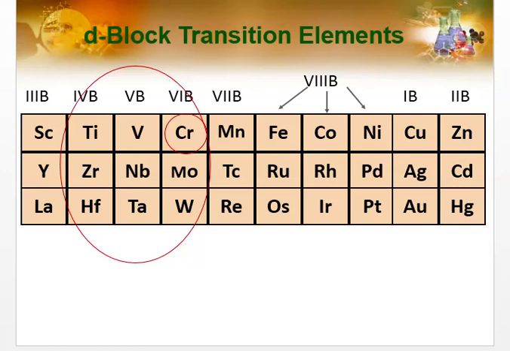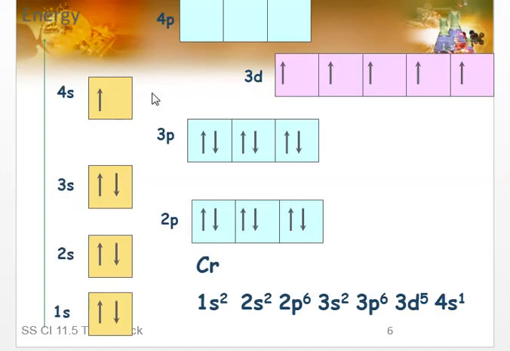Okay, now we'll start with the 6B subgroup elements. At first, chromium. You know that 6B subgroup elements contain the elements chromium, molybdenum, and wolfram. Chromium has which electronic configuration? Normally it has this electronic configuration: 1s2, 2s2, 2p6, 3s2, 3p6, 3d5, 4s1.